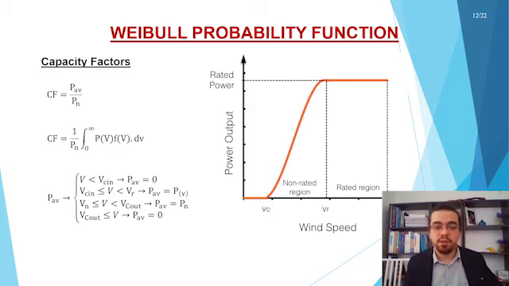Based on this, and after this, we use the capacity factor to compare the turbines. This is a very important parameter and can basically be expressed as the ratio of the energy produced to the maximum energy that can be produced.